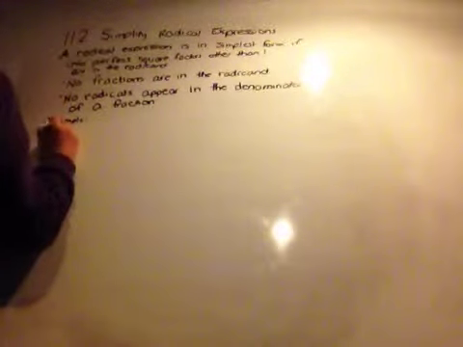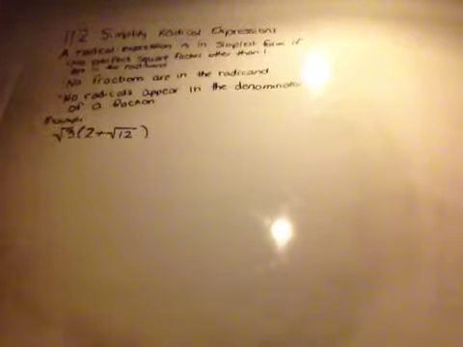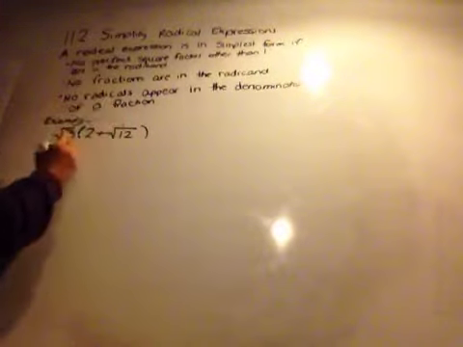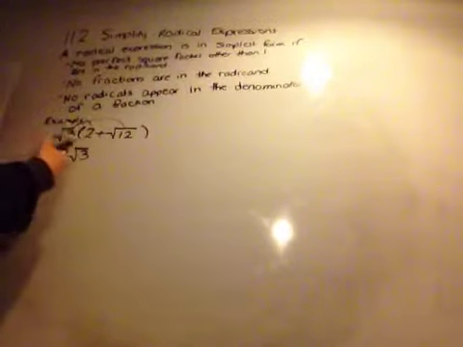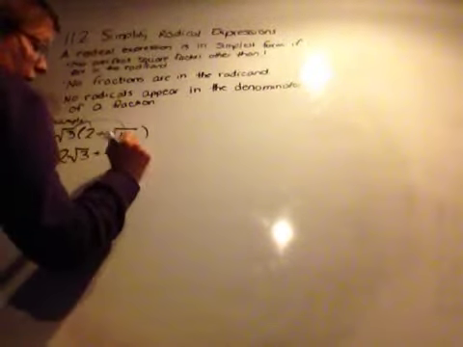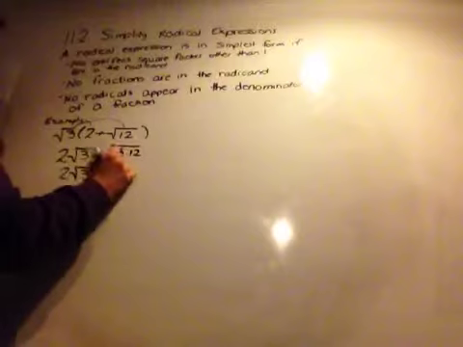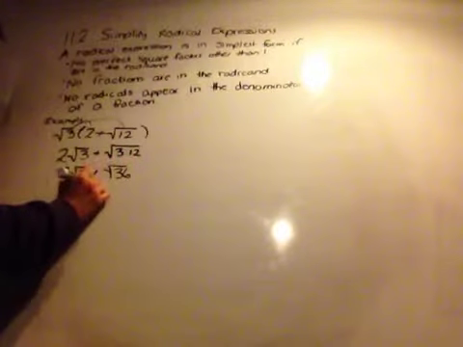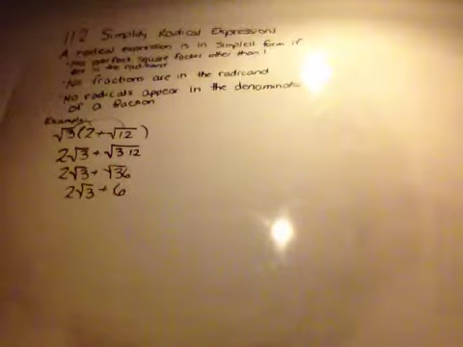Okay, then multiplying radical expressions. Here you're just going to distribute the square root of 3. So I have 2 times the square root of 3. We always write the number that's not under the radical first, and then we write the radical. And then we have the square root of 3 times 12. 3 times 12 is 36. And then the square root of 36 is 6. So that would be your answer for that one.